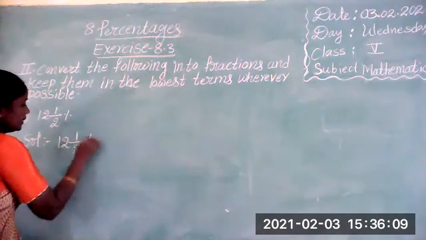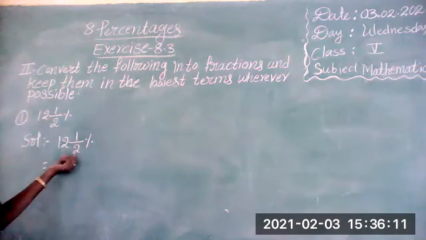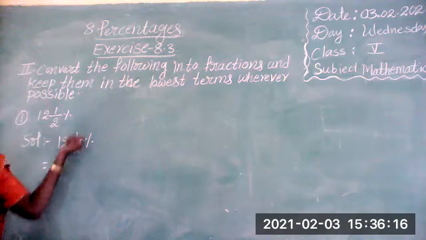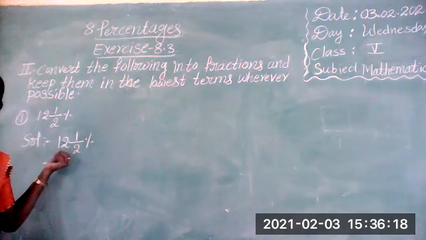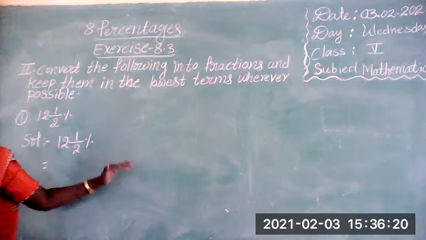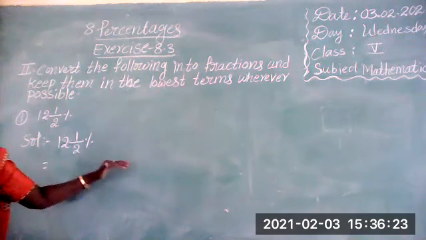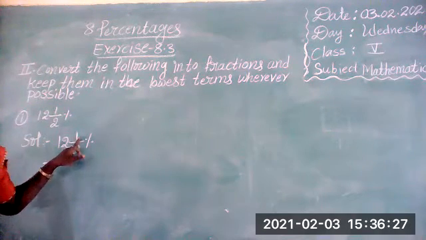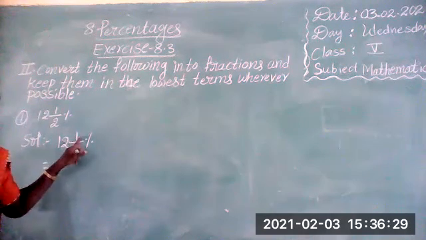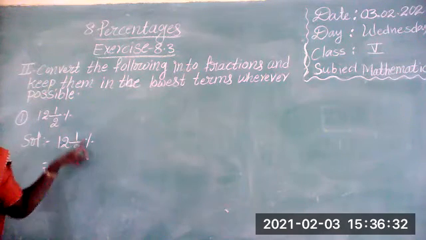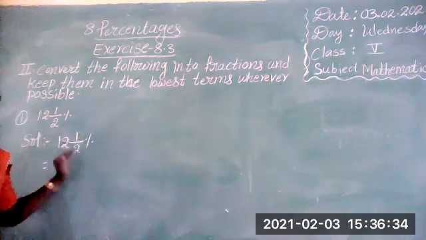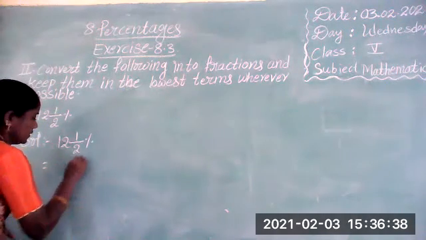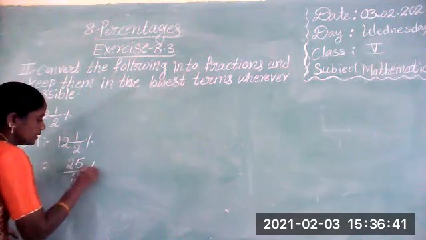12 whole 1 by 2 percentage. Here, this is the mixed fraction. Here, a whole number and a proper fraction are there. 1 by 2 is a proper fraction. Here, 12 is the whole number. So, this fraction we have to change into improper fraction. How? 12 2s are 24. 24 plus 1. Whole number into denominator plus numerator. 12 2s are 24, 24 plus 1, 25. 25 by 2 percentage.